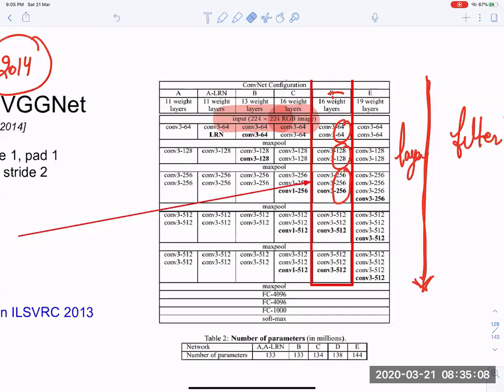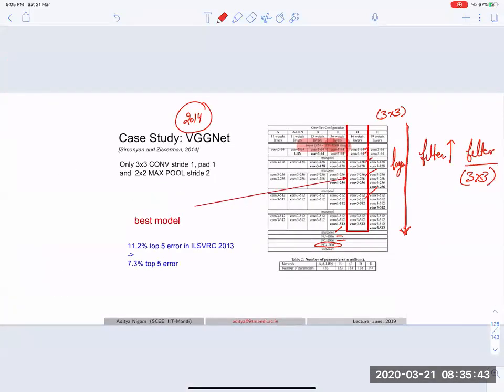The second point was that instead of using filters of different sizes, they said no, just apply 3 by 3. Everything other than this is going to give you a very similar result. So no ambiguity, just apply 3 by 3 and keep on increasing the filters. First you apply 64, then 128, then 256 and 512. Once you are done, you apply max pooling and then fully connected 1000, and then softmax. This is the VGG network.